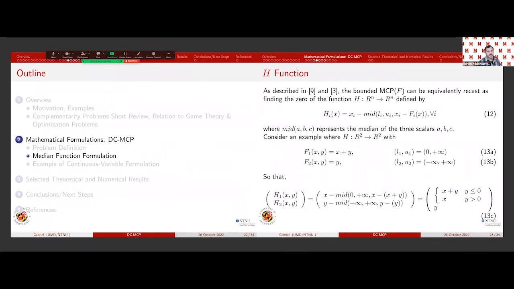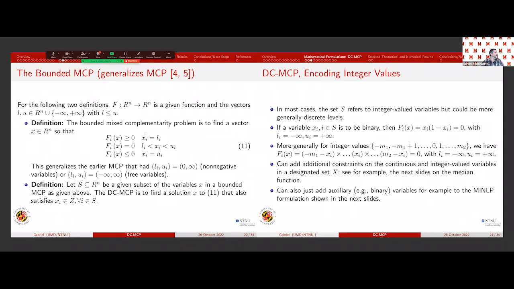The cool thing here, at least from my perspective, is you have this function, the median function, that when you find the 0 of it, you've actually solved this bounded MCP. So here is the function, this H function. Again, we're trying to solve for x's only, right? That have these upper and lower bounds. It's xi minus the median, this mid thing means median, of the lower bound, the upper bound, and x minus f. And it turns out when you find the 0 of this function, you've actually solved these conditions.